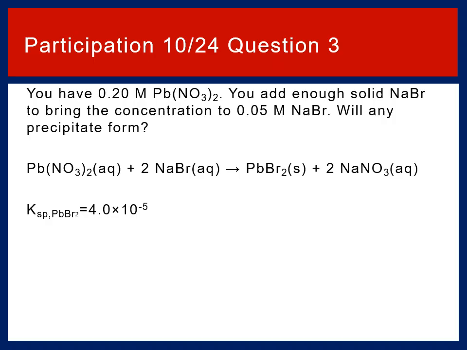You have 0.20 molar lead(II) nitrate. You add enough solid sodium bromide to bring the concentration to 0.05 molar sodium bromide. Will any precipitate form? Lead(II) nitrate reacts with sodium bromide to make lead(II) bromide solid and sodium nitrate aqueous. Ksp for lead(II) bromide is 4.0 times 10 to the negative 5th.